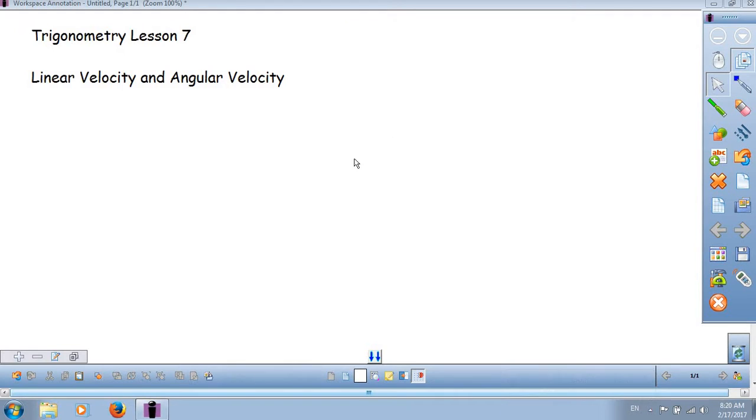Today is our trigonometry lesson number 7, and in today's lesson we're going to talk about linear velocity and angular velocity. Alright, so let's talk about what is the linear velocity. Well, velocity is actually speed over time.